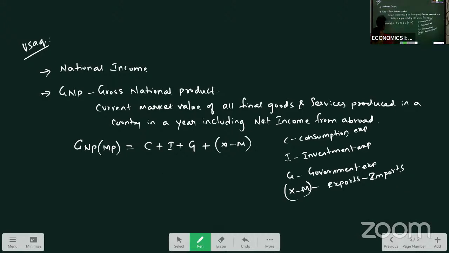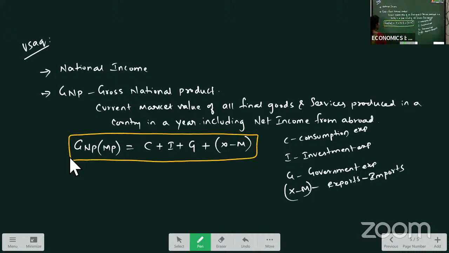So this formula will be for your 2 marks question. When you are calculating GNP, you will write the meaning of GNP. That is, it calculates the current market value of all final goods and services produced in a country in a year, including net income from abroad. So the formula will be GNP at market price is equal to C plus I plus G plus X minus M.